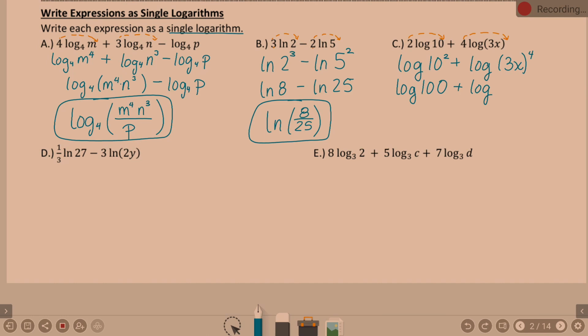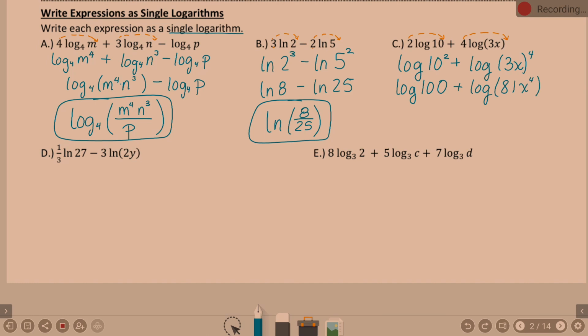What's this 4? This 4 is on the x, but it's also on the 3, isn't it? So if I am working this out, x to the 4th, what's 3 going to be? 81. 3 to the 4th. 3 times 3 is 9. Another 3 times 3 is 9. 9 times 9 is 81. So this could also be rewritten as log of 81 x to the 4th.